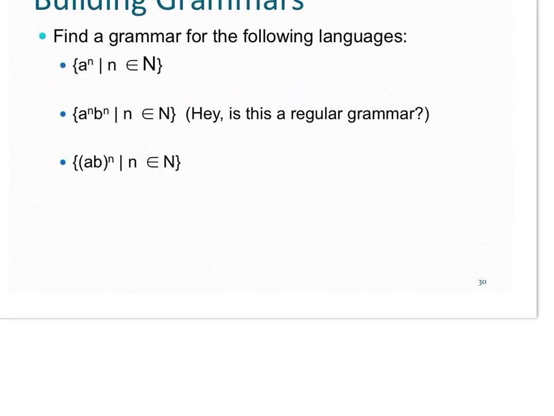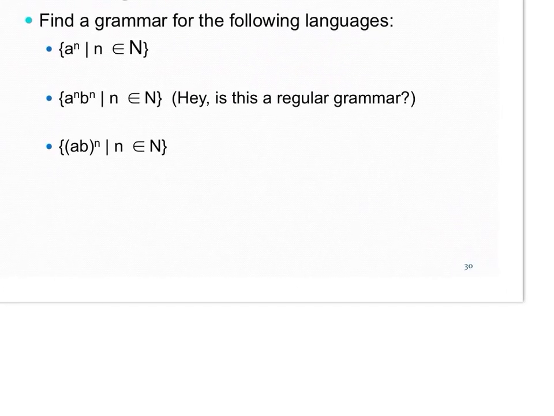So let's look at this first one. We need to find a grammar for the language a to the n such that n is an element of the natural numbers. That's the same as saying we're finding a grammar for a star, which we've done before. You've probably remembered how to do this one. We're just going to say you start, and either you go to an a followed by the start symbol again, or you go to lambda. Yeah, it's pretty easy, right? Because we just keep building up the a's.